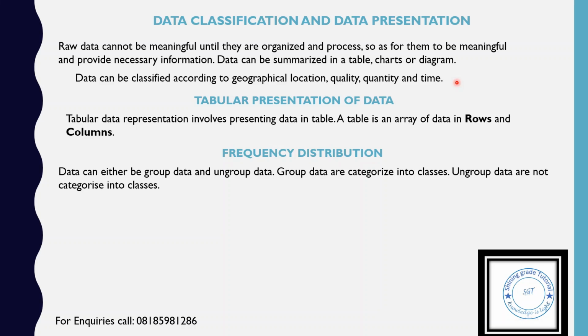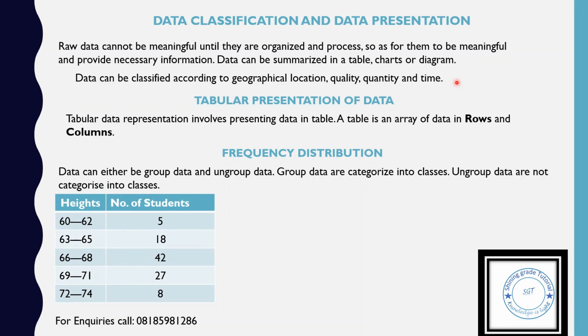So let's take an example of grouped data. When you have the heights of students, these are the classes here. Students between the height of 60 and 62 are 5. Students between the height of 63 and 65 are 18. Students between the height of 66 and 68 are 52. The number of students within the height of 69 to 71 is 77.